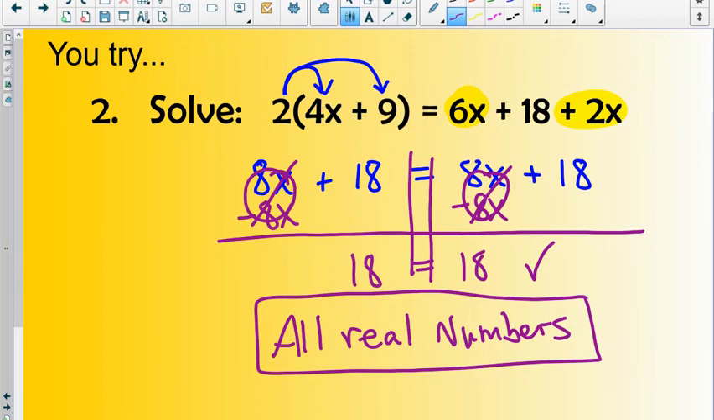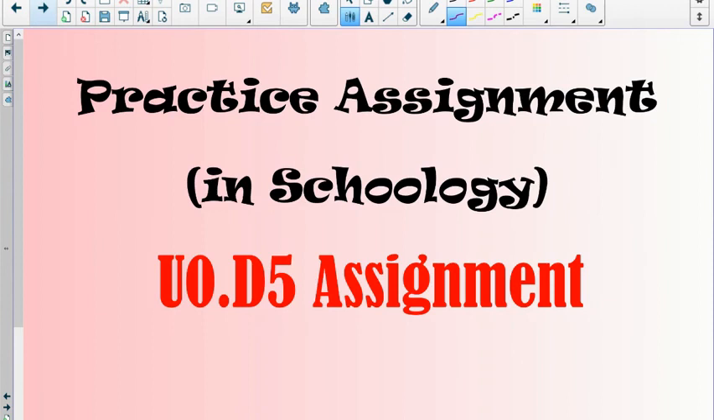Now it is still possible to get one answer, like x equals 5 or x equals negative 2. So watch out for that on the assignment today. It doesn't mean that you're always going to get a special equation. You probably will get more today, but maybe not all of them. So your next step would be to go back into Schoology, open up the Unit 0 Day 5 assignment, have a sheet of paper handy so you can write down the problems and show your work, and complete the 5 problems.